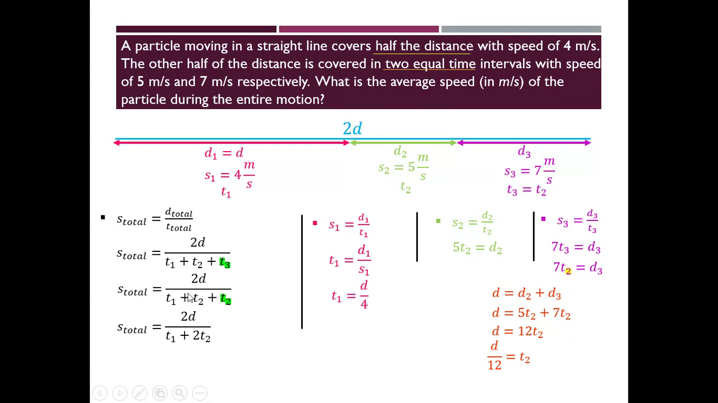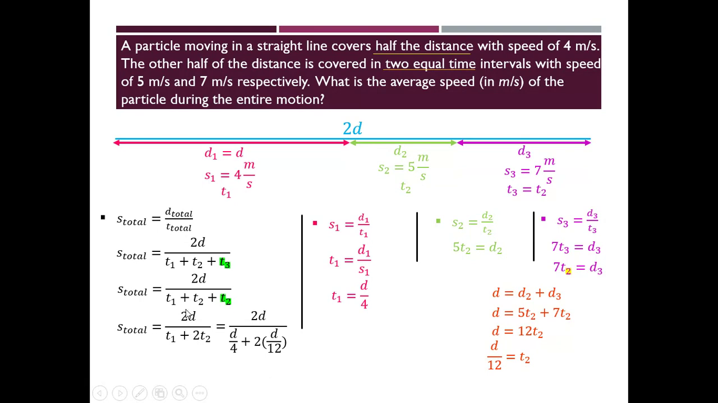Why? Because in this denominator here, you have a T1 and you have a T2. Well, using the information in the first segment, I already isolated for T1. T1 is D over 4. Using the information in the second and third leg, I can solve for T2. Well, now that I know T1 and T2, I can substitute out T1 and T2 in this starting statement.